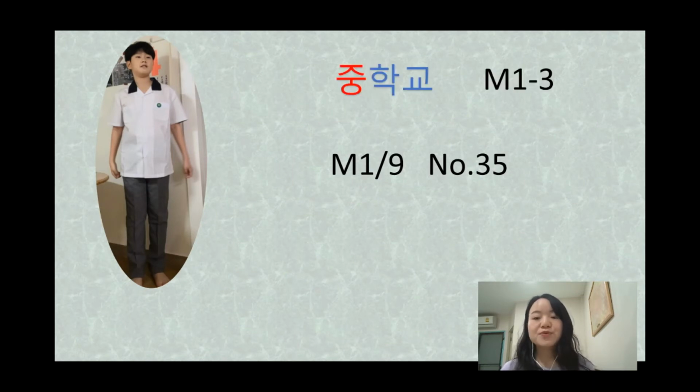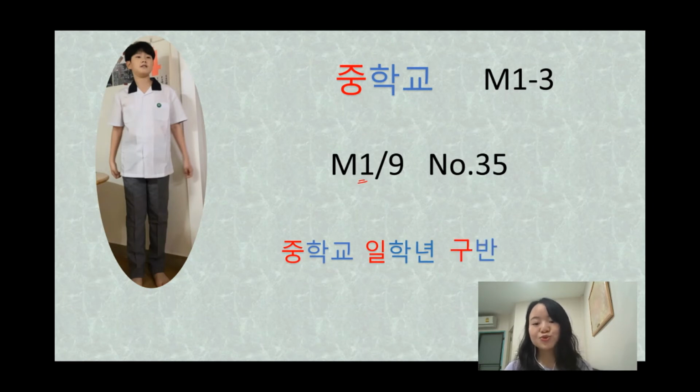Then middle school. He's a middle school student. Okay, suppose it's like this. Okay, middle school, it's 중학교. 3 years from M1 to M3. We call it 중학교. So for this guy, it should be 중학교. Okay, which grade? The first year. So 1학년. Okay, which class? Class 9. 9반. Okay, number 35 should be 35번.